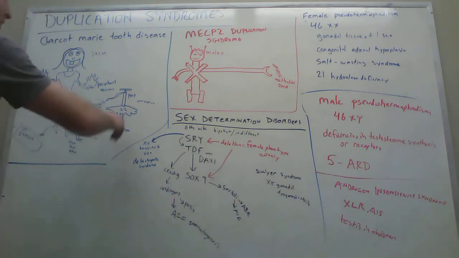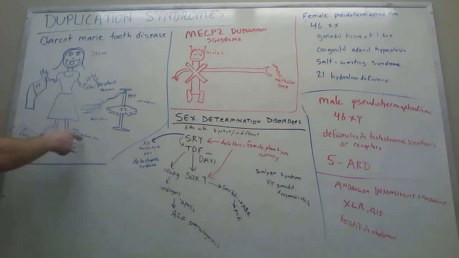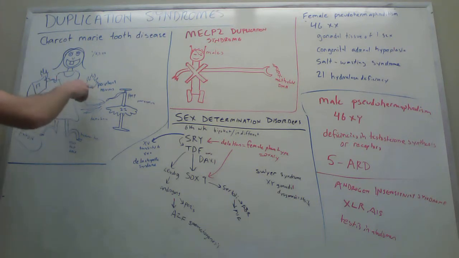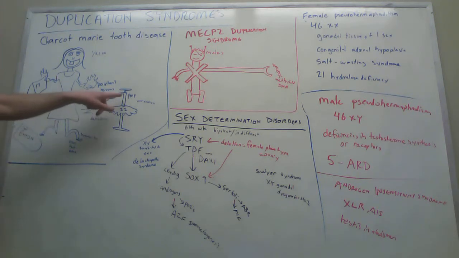So I drew here PMP22, which is a pump with a tutu on it. And I have her with these high arches and hammer toes, really weak arms. I'm trying to think of some way to remember that it was a disorder of the peripheral nervous system, so I drew her hands on fire. That's kind of a dumb way to do it. So the pump is overexpressing, so it's blowing lots and lots of air. And hopefully that helps remember the stuff.